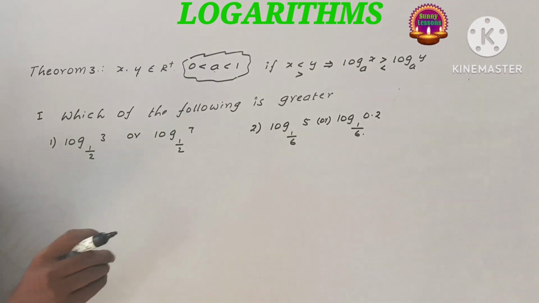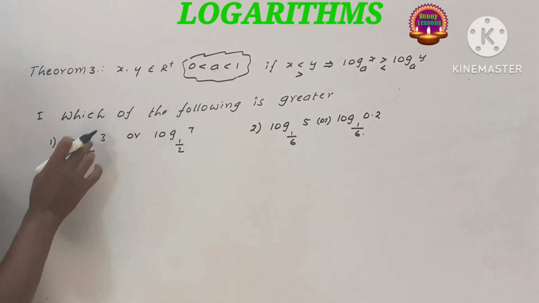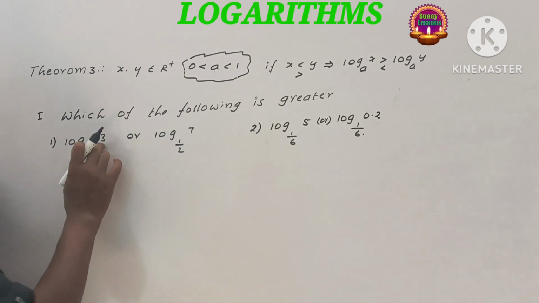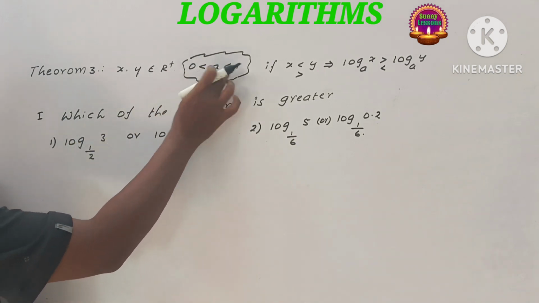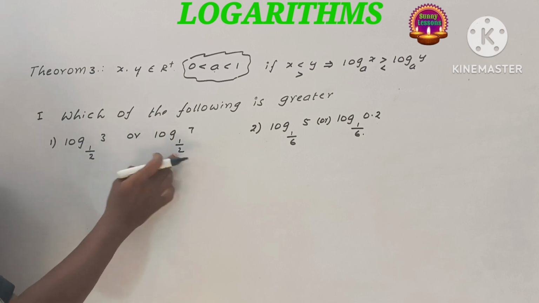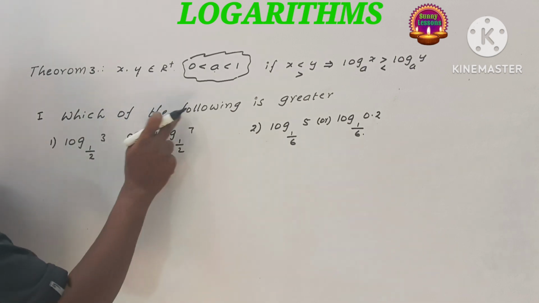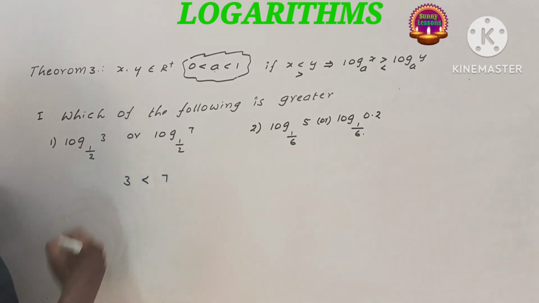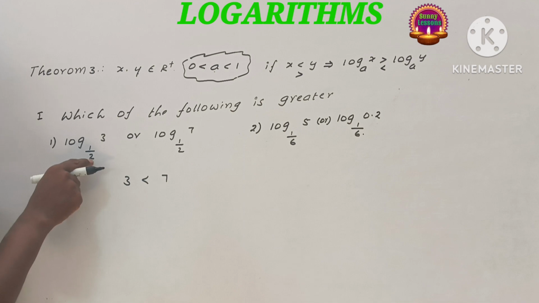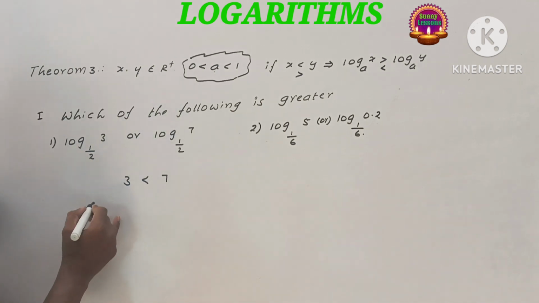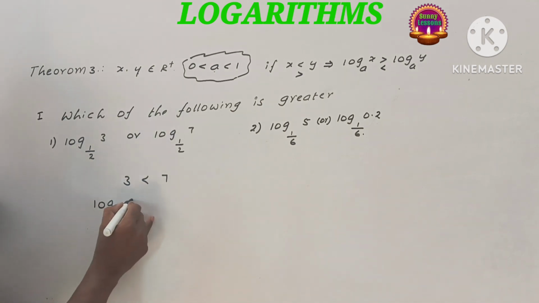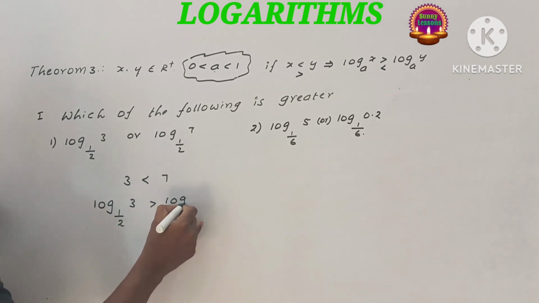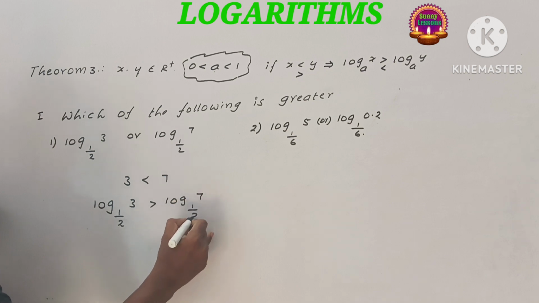Yes, let's look at some examples. Which of the following is greater? Log 3 base 1 by 2 or log 7 base 1 by 2? In this case, we have to observe the base. The base 1 by 2 lies between 0 and 1. So compare x and y, that means 3 and 7. 3 is less than 7. Here the base lies between 0 and 1, so if we apply log, the inequality will change. Log 3 base 1 by 2 is greater than log 7 base 1 by 2.